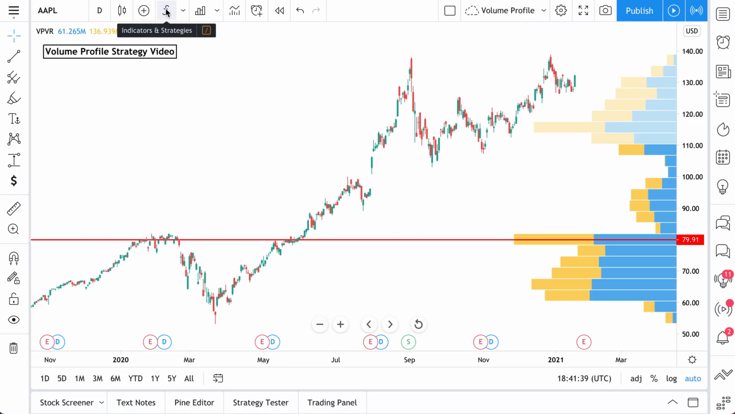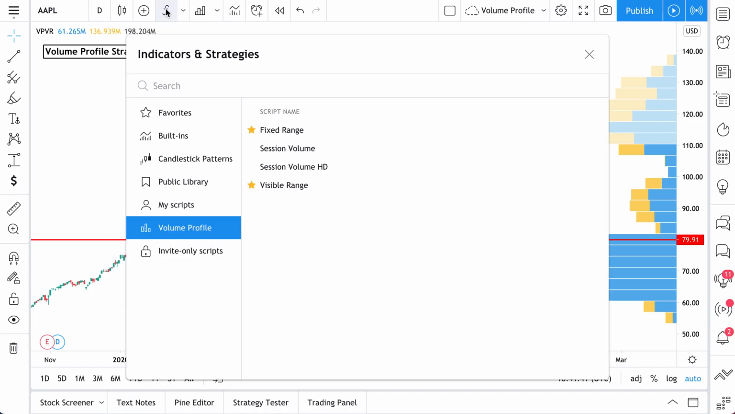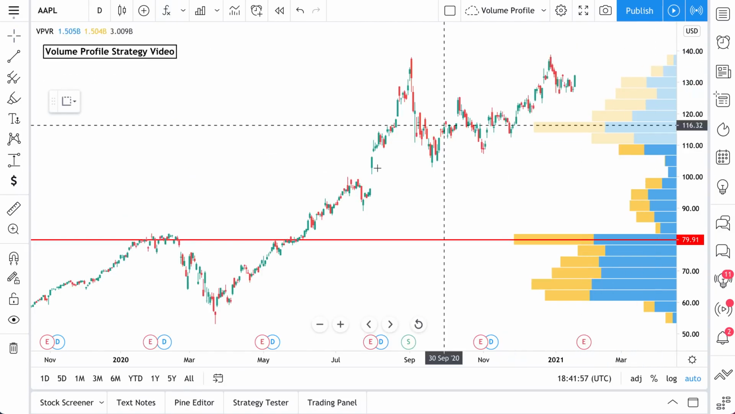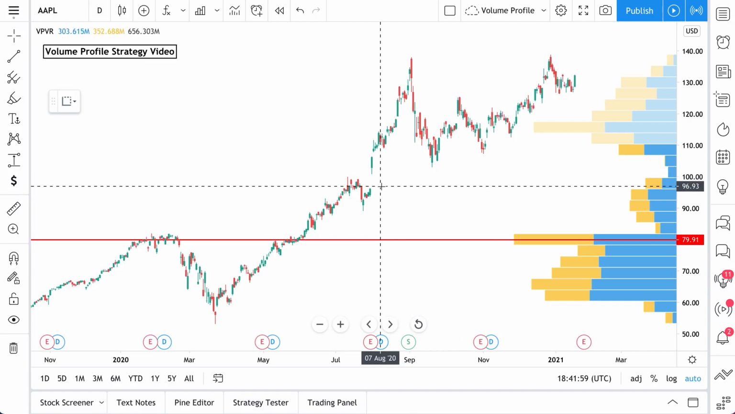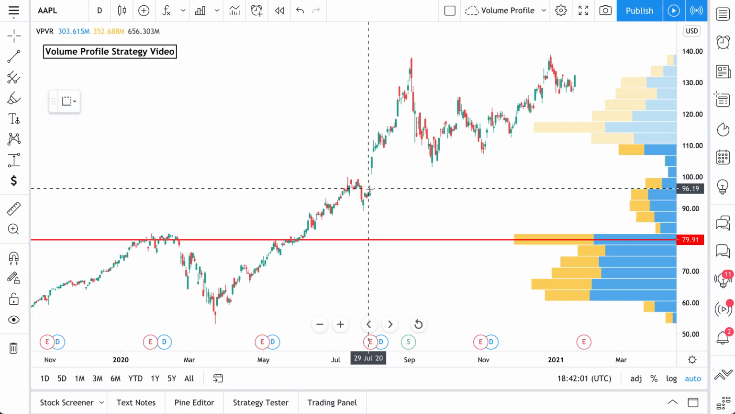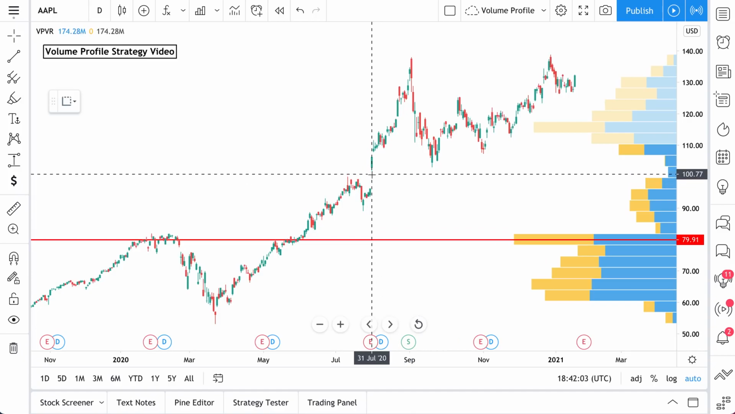So watch our mouse here. This is our indicators and strategies menu. We click it, we open up the menu, we go to volume profile and click. And then, of course, we have the volume profiles right here that we want to select. Right now, we already have visible range on the chart. So why don't we also add a fixed range? With the fixed range volume profile tool, we can simply select a starting point and an ending point.